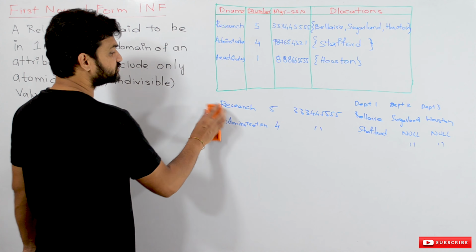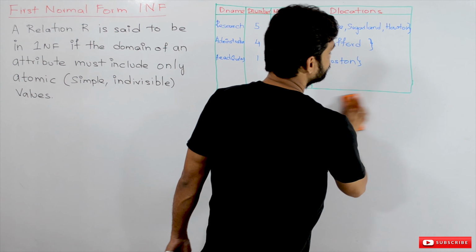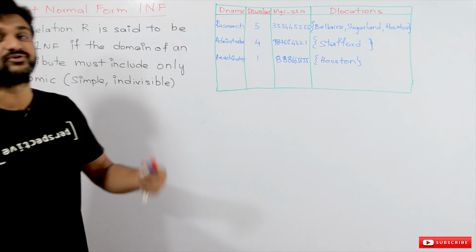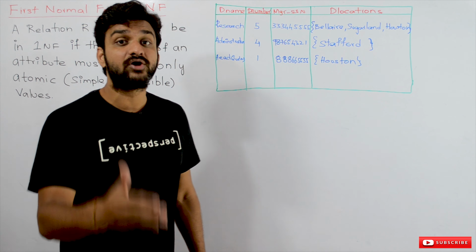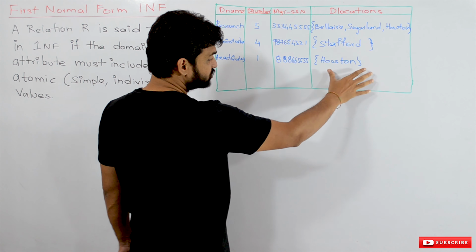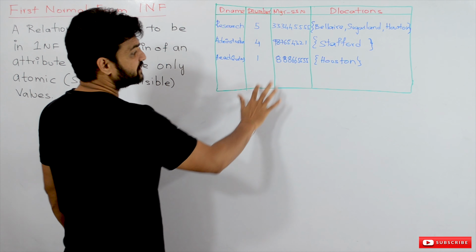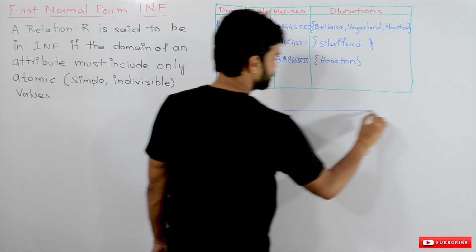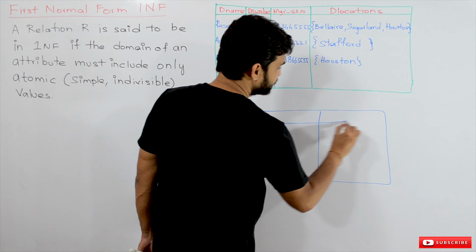So how to solve this problem? Decompose the table. In what way we have to decompose the table is, all the multi-valued attributes are to be decomposed into a separate table along with the primary key of the table. So how has the decomposition to be done? We have to decompose the table.